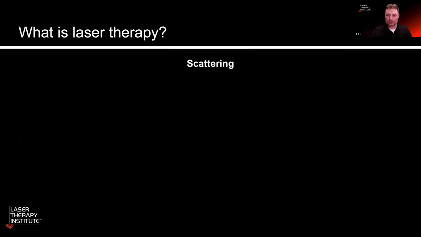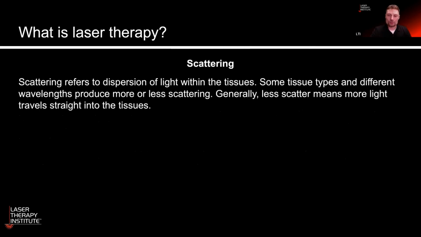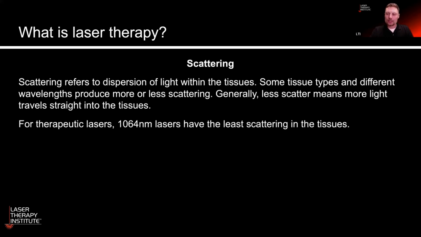First, I want to talk about scattering, though, because scattering means you're dispersing light into the tissues. And this can be a good thing, because you are getting more dispersion around your laser beam into the soft tissues. Some tissues actually have more scatter than others. More water-containing tissues have less. And also, 1064 nanometer lasers seem to have about the least amount of scattering in the tissues. So in many cases, you can get 1064 in fairly deep because it doesn't scatter. It travels more in a linear fashion.